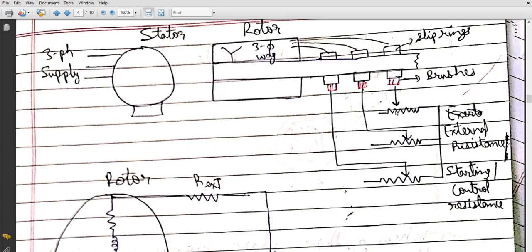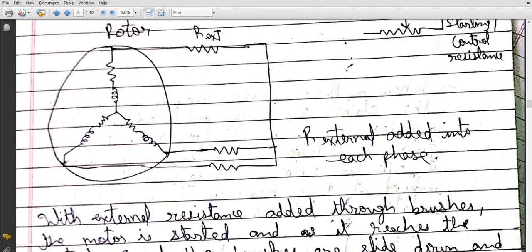But during running condition, we'll short circuit these three terminals. So during running condition, both slip ring and squirrel cage induction motors are one and the same thing, because we short circuit these three terminals so that the effect of these resistances will vanish. This is what is written here.